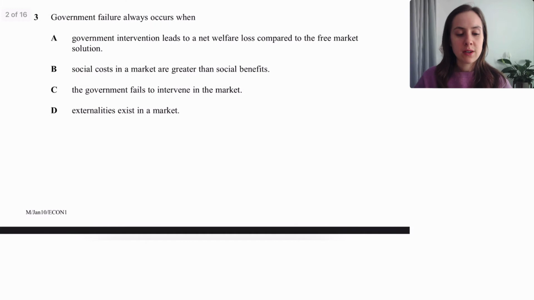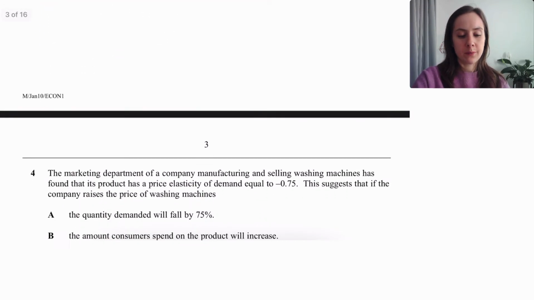Government failure always occurs when... So this one is a government intervention leads to a net welfare loss. Yes, that's the answer. That is exactly the definition of government failure. So just have a go at learning that one.